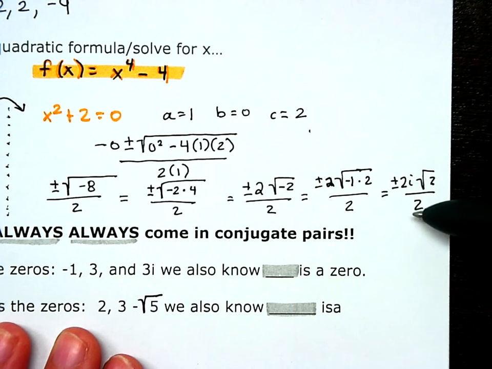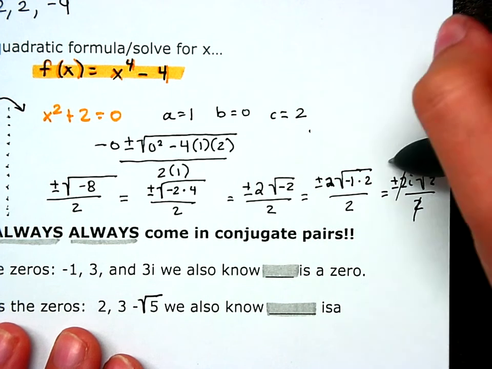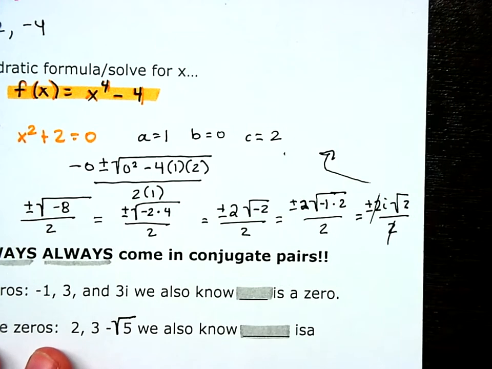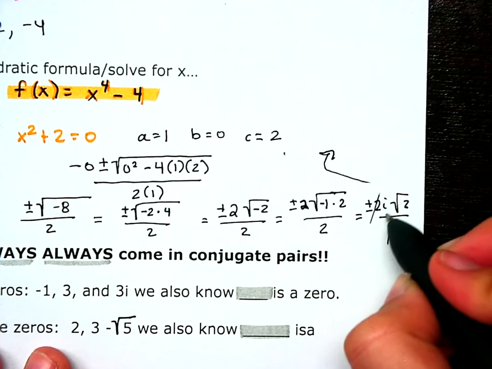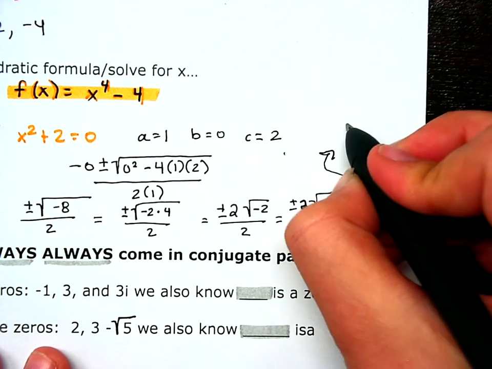These 2's that are outside of the square root, there's one in the numerator, one in the denominator. These are all being multiplied, so I get to cancel those. And so, I know I'm running out of room, but my final zeros are going to be i root 2, the positive and negative.